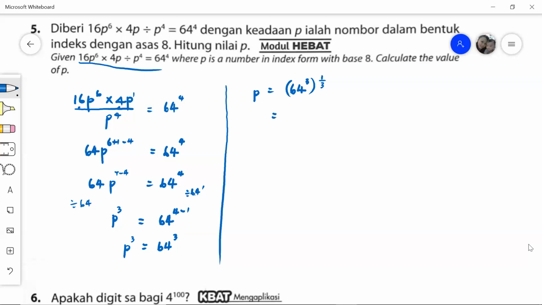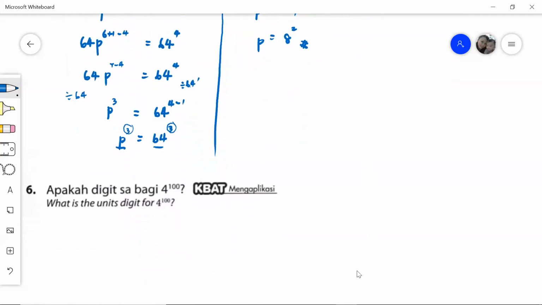So over here we have 64. Or you compare: if the index is the same, therefore the base must be the same. So we have p equals 64. Then only we try to understand the question. It says p is a number in index form with base 8. That means we have to write p in base 8. So 8 to the power what gives us 64? It is 2. Therefore, what is the value of p? The value of p is 8 to the power of 2. That is the answer. So we have to answer according to the requirement of the question.